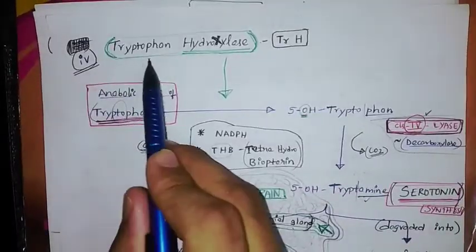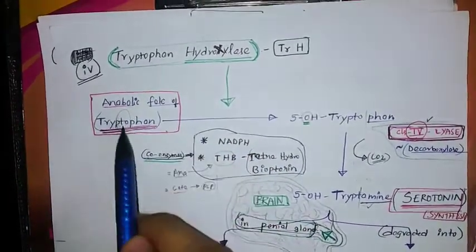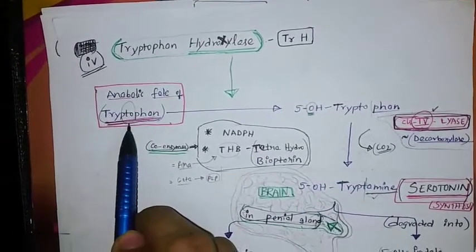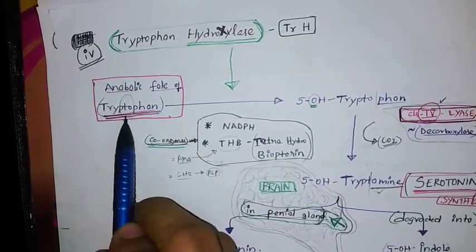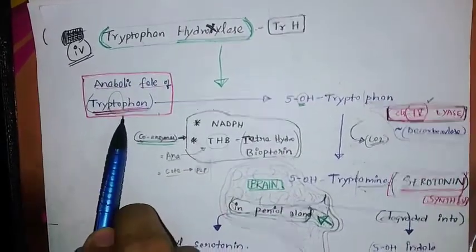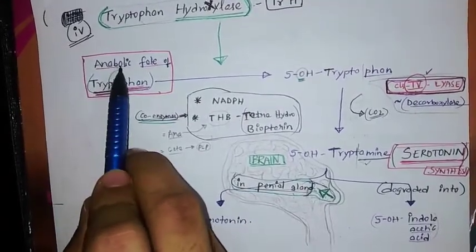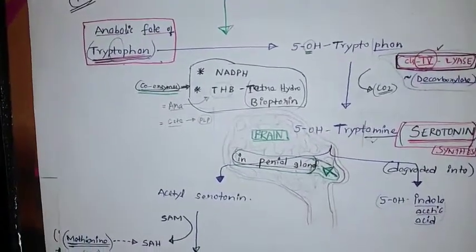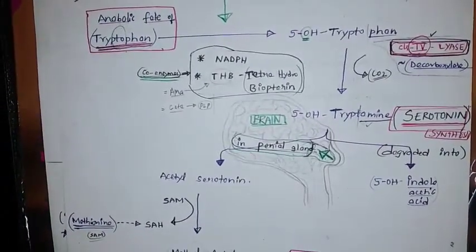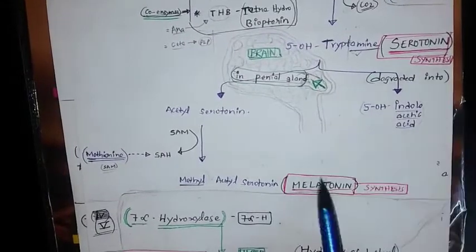And the fourth example, tryptophan hydroxylase. We can see this in the anabolic fate of tryptophan. Previously we discussed the tyrosine anabolic and catabolic phase. Now coming to the anabolic phase of tryptophan. As it is the anabolic fate, we will get synthesis of serotonin and melatonin. See, anabolic fate of tryptophan, we get serotonin and melatonin.